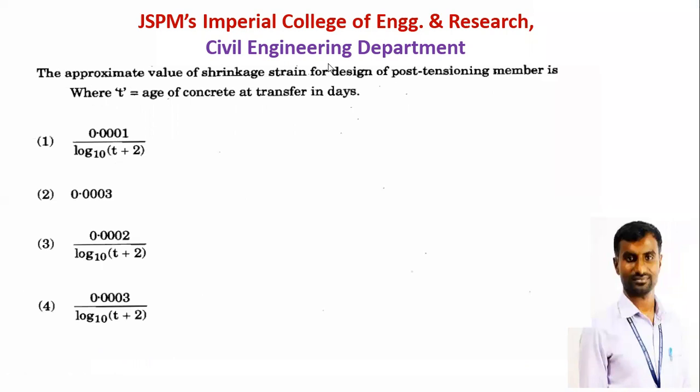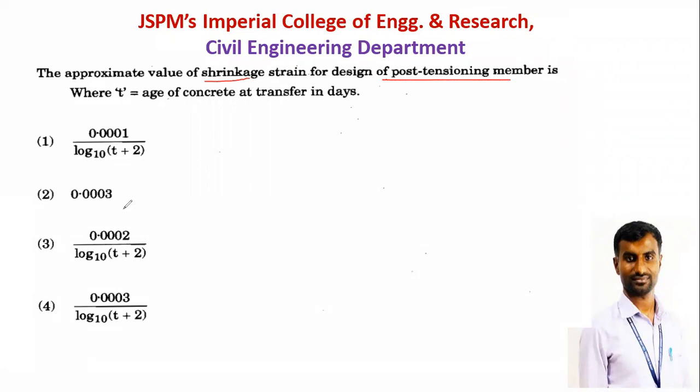Next, it is on the losses. The approximate value of shrinkage strain for the design of a post-tensioned member is, where t is the age of concrete. So they have asked the shrinkage strain for a post-tensioning member.